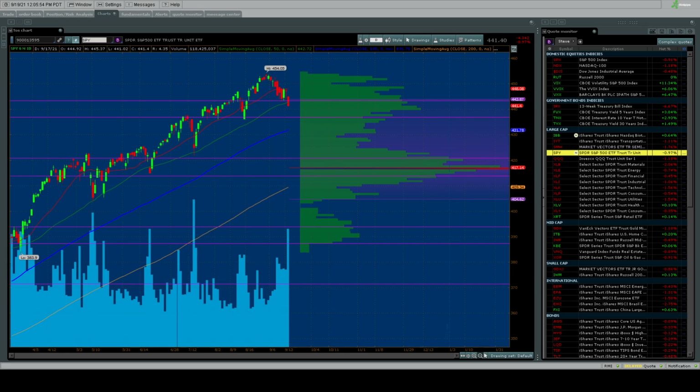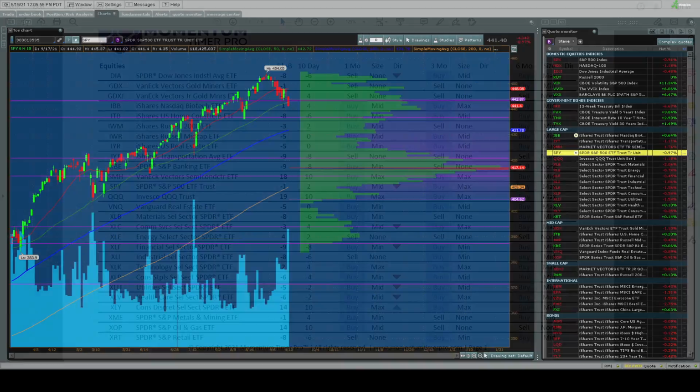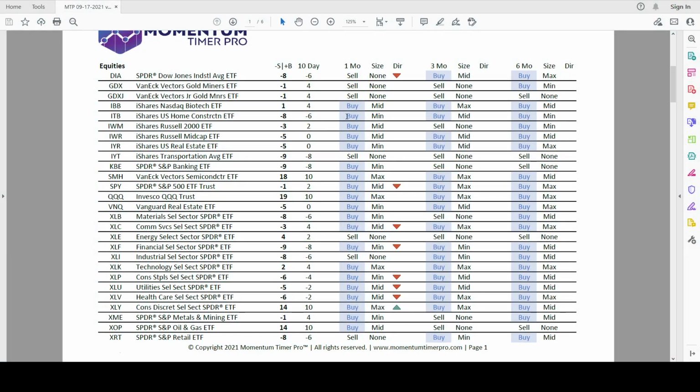Now, what do we see on the new version 5 Momentum Timer Pro? Let's take a look at it, because it is fairly in sync with what's going on here in the charts. You can see we've added a 1 and 6 month trading range, and all it's done is move down on Friday from a max position on the 1 month. It's still holding large positions on the 3 and 6 month scale, and that would make perfect sense if you're following Momentum Timer Pro.